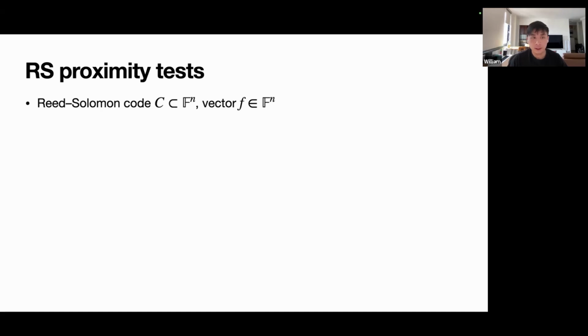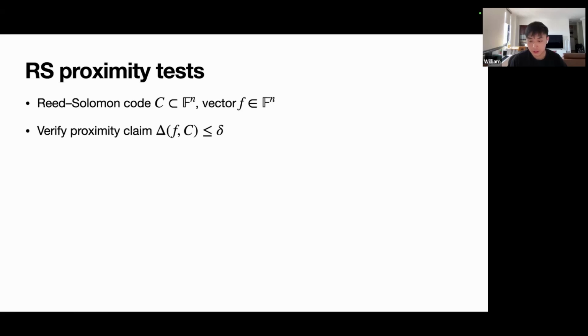Okay, and the goal of a Reed-Solomon proximity test is to verify a proximity claim that F is delta-close to C. That's what this notation means. In words, I'm saying there exists a codeword in the subset C, the Reed-Solomon code, which disagrees with F on at most a delta fraction of points. So if we set delta to be 1/4, then I'm saying that there exists some codeword C which agrees with F on at least 75% of points. So they're close in terms of Hamming distance.